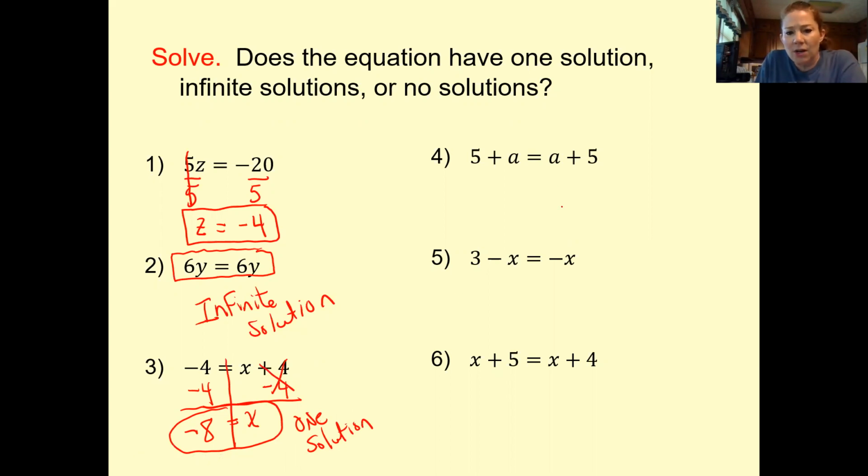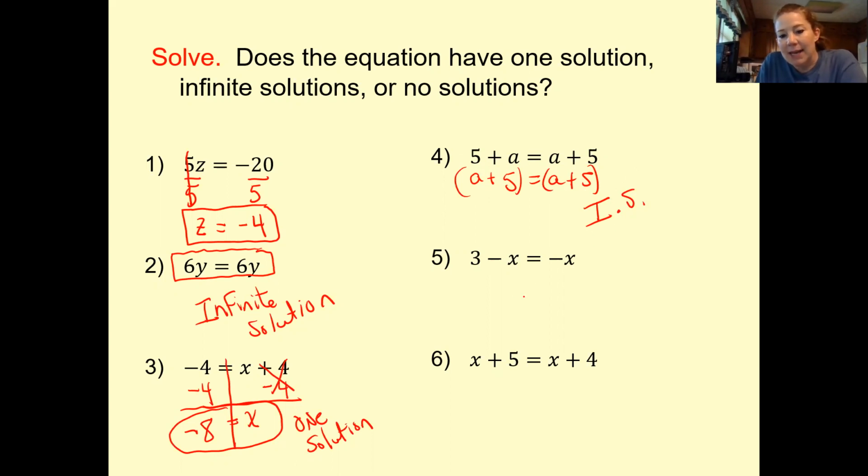All right, number 4. So now I'm thinking, are these the same thing? Could I rewrite this and make it equal a plus 5? Well, they're both positive numbers, right? So if I turned this around, that is still a true statement. And now I can see for sure that these are exactly the same expression. And so that means I have an infinite number of solutions, infinite solutions.